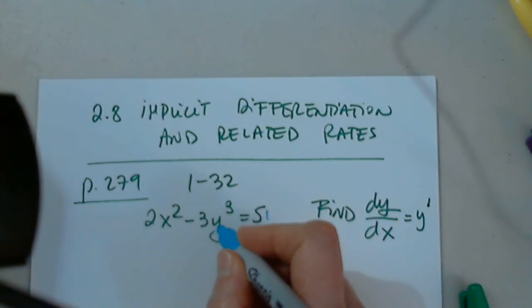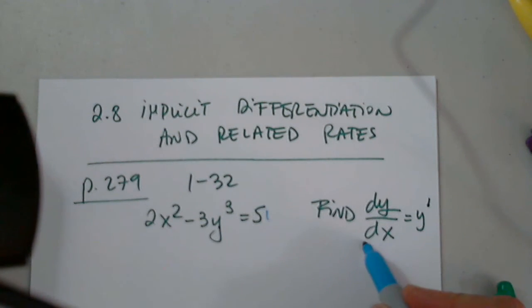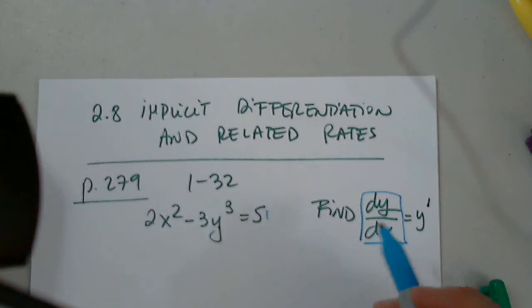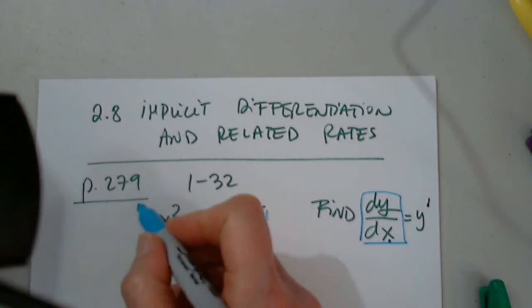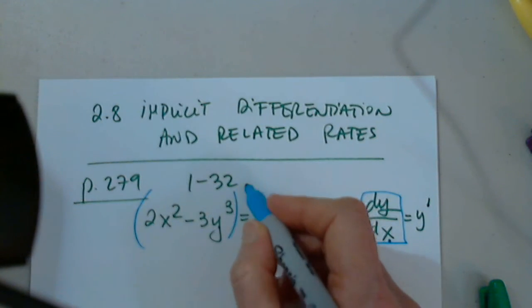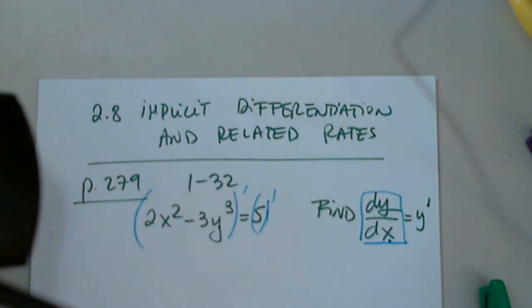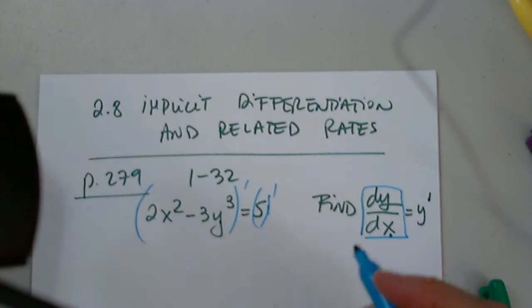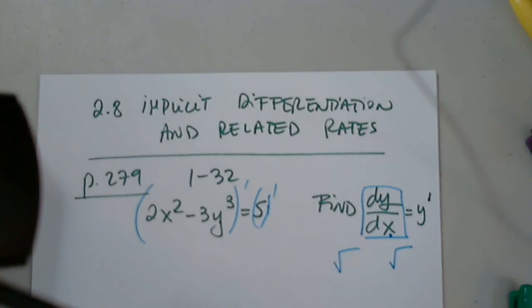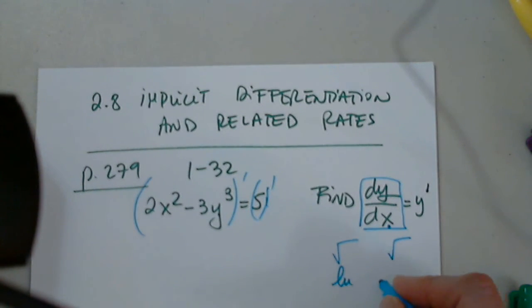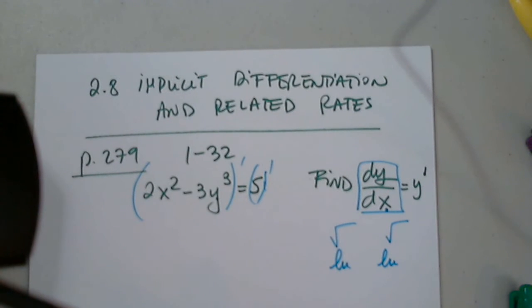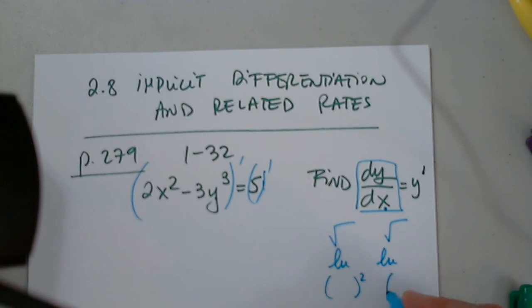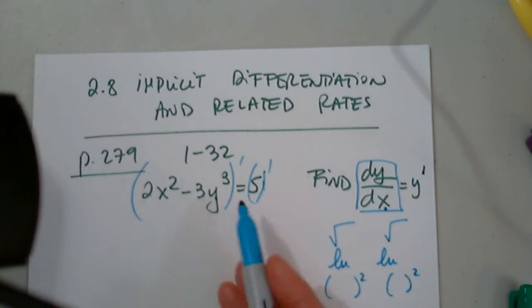Remember, this is a function of x. How do I know it's a function of x? Because this says so. This indicates that y is a function of x. And then what I will do, I will differentiate both sides. It's like taking square roots from both sides. It's like applying natural log to both sides. Or like squaring both sides. Same thing, I can differentiate both sides.